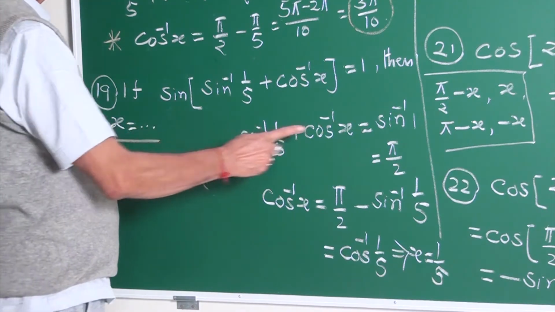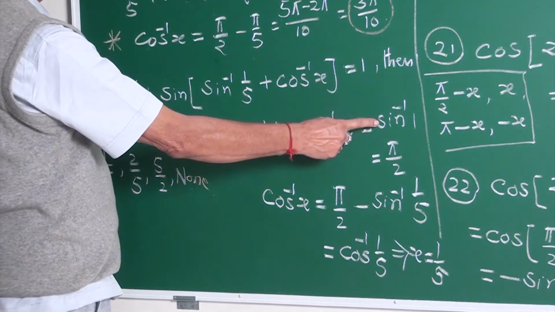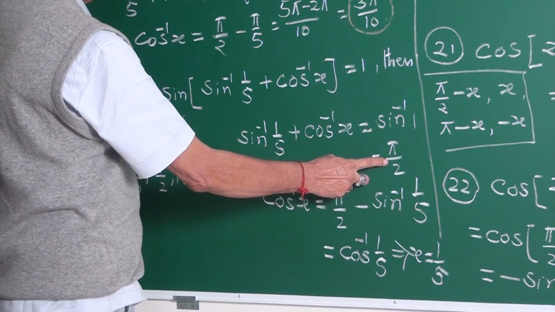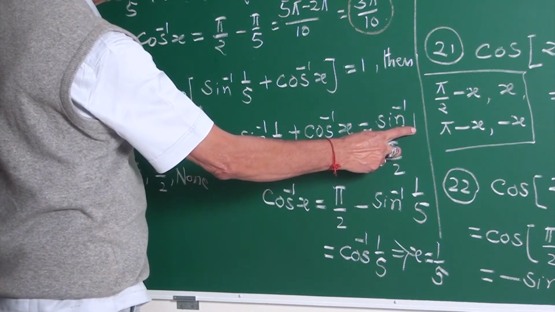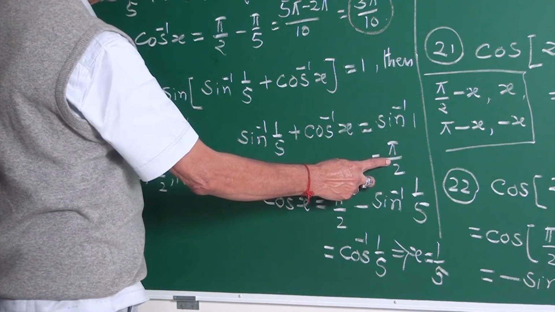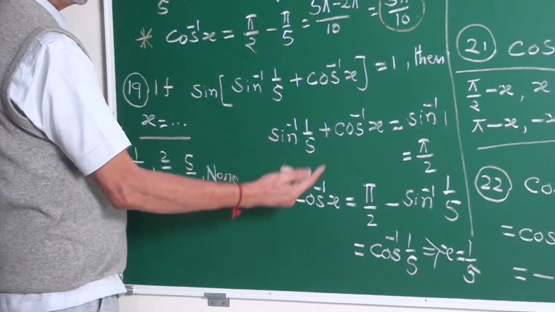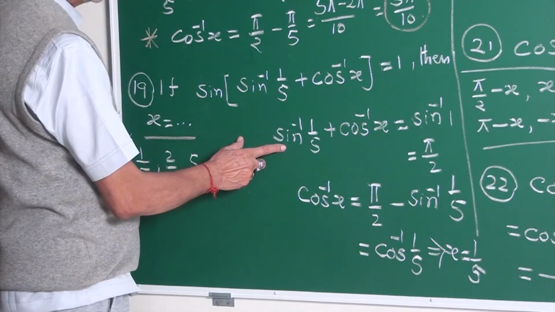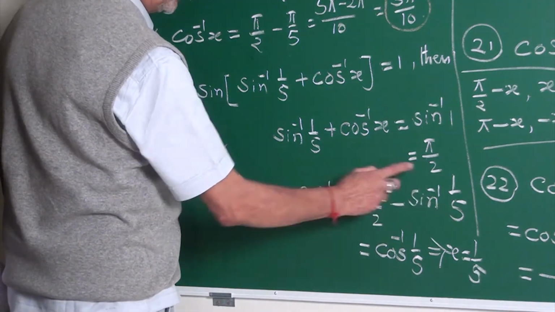Take this sine this side. It becomes sine inverse 1. What is the value of sine inverse 1? Pi by 2. It is an angle whose sine is 1. Sine 90 is 1, so sine inverse 1 is pi by 2. Yes, you wanted cos inverse x. So cos inverse x is pi by 2 minus sin inverse 1 by 5.